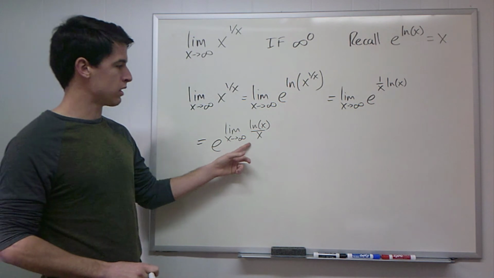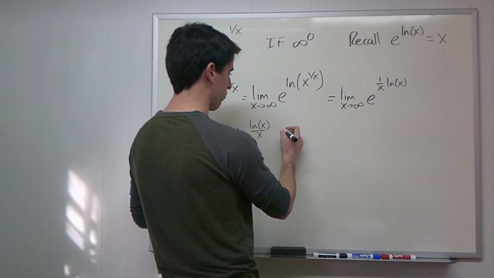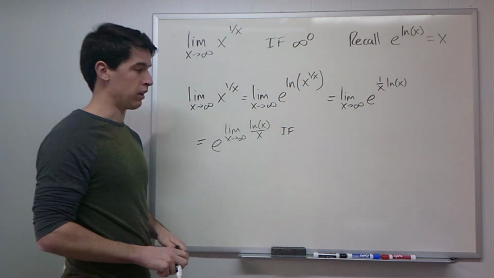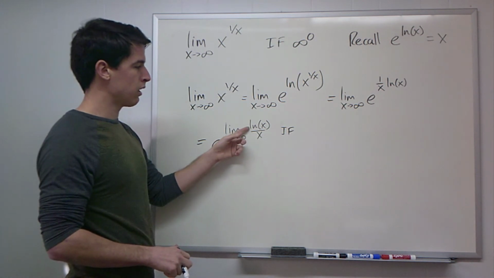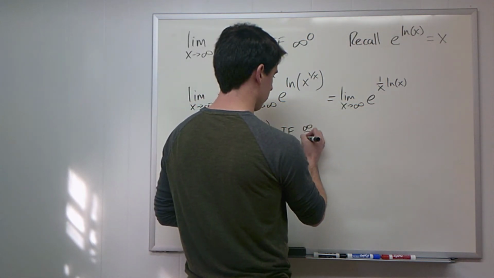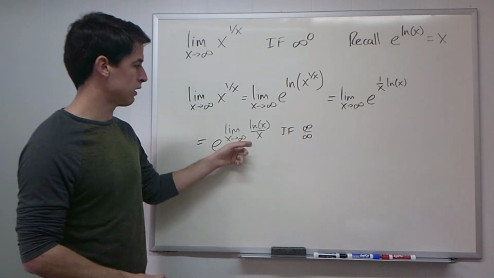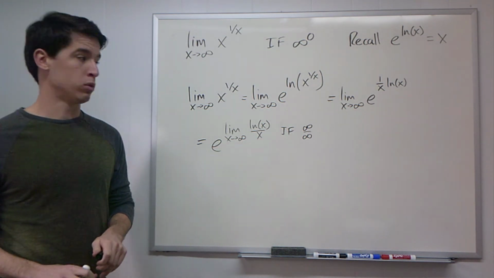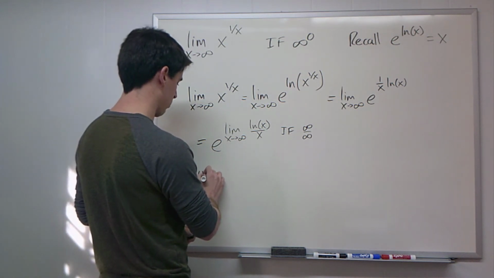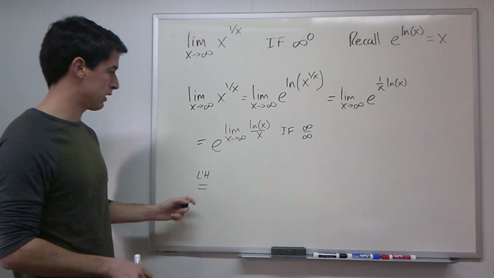Now let's just focus on this limit. And we note this limit is in an indeterminate form, infinity over infinity, right? As x approaches infinity, natural log of x also approaches infinity. So to evaluate this limit, we can use L'Hopital's rule. I'll put the LH to indicate that we're using L'Hopital's rule in this next step.